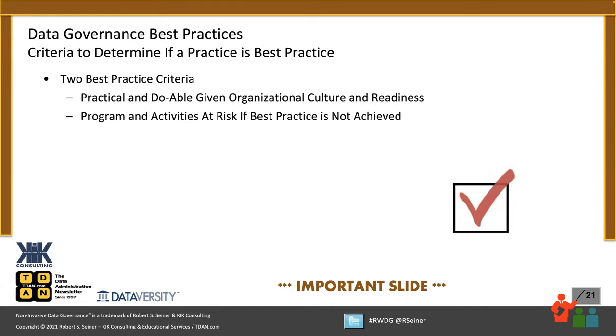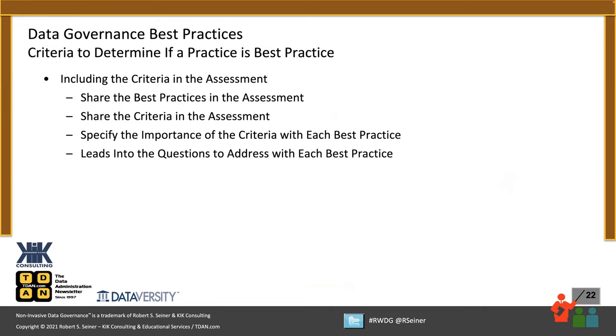I've done assessments for organizations that didn't know where governance was going to reside in the organization, didn't know who was going to have the responsibility for managing the program, and I call it out as a huge risk to them. If you don't have somebody who has that responsibility, immediately your program is going to be at risk. So oftentimes I suggest that you include the criteria within the assessment document that you're building. Share the best practices in the assessment, and share the criteria that were used to determine if something is best practice in that document as well. Specify the importance of the criteria that go along with each best practice. So how important is it to your organization that your senior leadership support, sponsor, and understand the activities of data governance? Specify the importance of the criteria, and then how practical and doable is it? And what are some of the actions that we're going to need to take to help our senior leadership become able to support, sponsor, and understand what it is that we're doing?